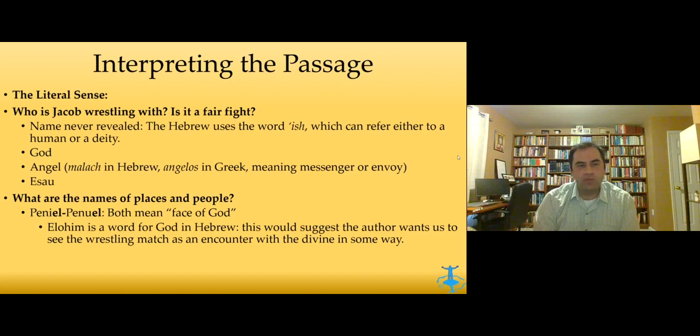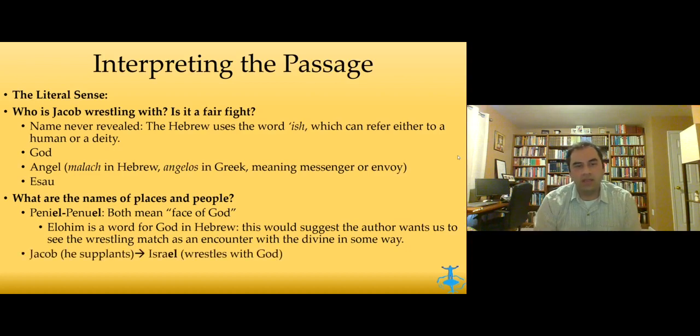It's important to see that both of those words end in the letters E-L, and that's sort of a shorthand for the word Elohim, which is a word for God in Hebrew. And this suggests that because the names of the place here refer to the face of God, the author wants us to see that what's happening here is an encounter with God in some way. So whether it's through Esau or through an angel or God himself wrestling with Jacob, the names of the places suggest there's an encounter with the divine taking place, an extraordinary one.